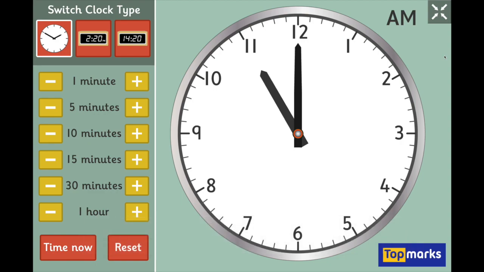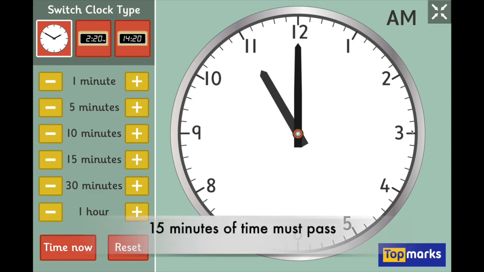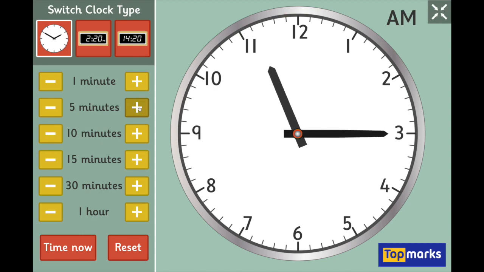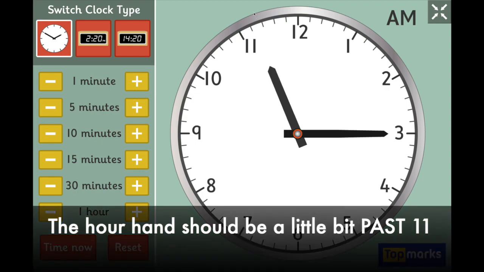And now we know to make quarter past, 15 minutes of time must pass. So let's jump again in 5s. 5, 10, 15 minutes have passed. Well done. The big hand is now pointing to 3, meaning it is 1/4 time. Now look at the little hand, or hour hand. Is it pointing exactly at 11? No, because it is not 11 o'clock anymore. 15 minutes of time has passed the hour of 11, which means the hour hand should be a little bit past 11.